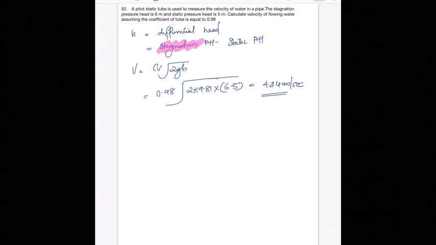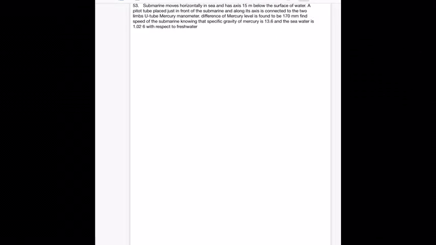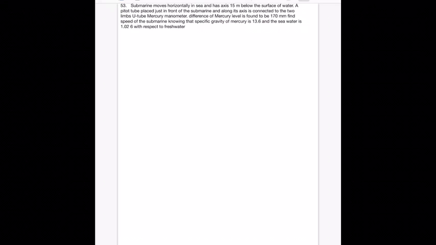The only issue is understanding or remembering this equation. So try to remember that differential head H is equal to the difference between stagnation pressure head and static pressure head. We shall move to the next problem. This is a very interesting problem.